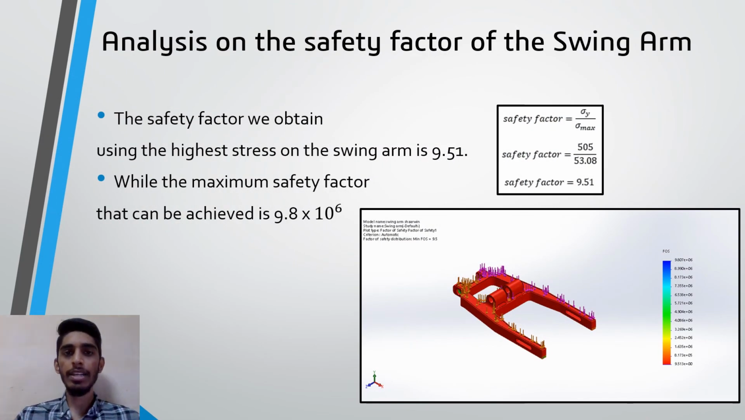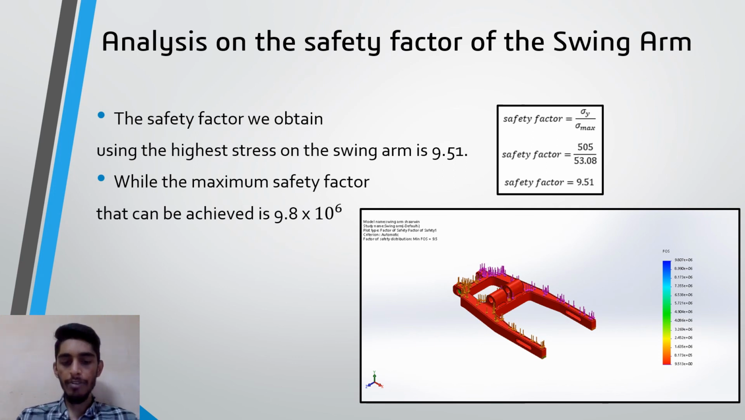Finally, the analysis on the swing arm will be its safety factor. We obtained the highest stress that will be experienced by the swing arm during cornering in the previous slides, on the analysis of stress. We got the highest stress, which is 53.08. Using that stress, we can calculate the safety factor of the swing arm manually, which we did in the first picture, which yields a safety factor of 9.51.